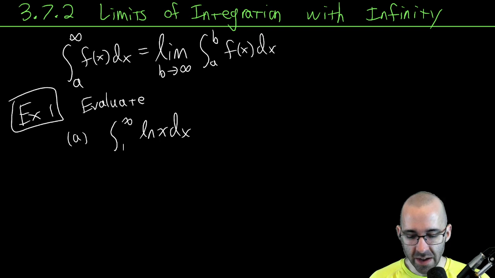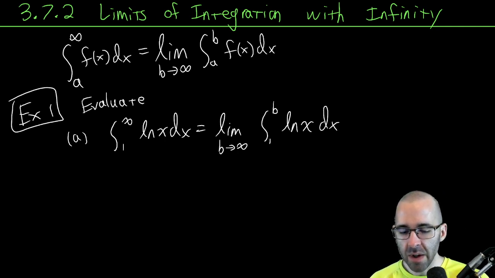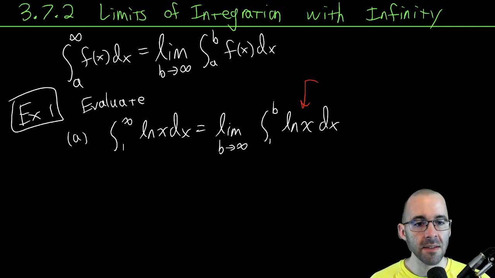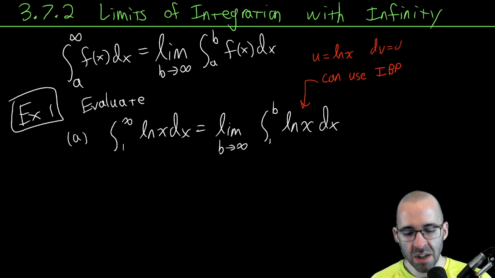But let's show it using the techniques of this section. This is going to be the limit. You can use whatever letter you want. B to infinity of the integral from 1 to b of ln of x dx. Now we can evaluate this integral using integration by parts. You don't need the formula for this. And if you use integration by parts, remember that we can let u be ln of x and dv be dx. Integration by parts will get you the answer.